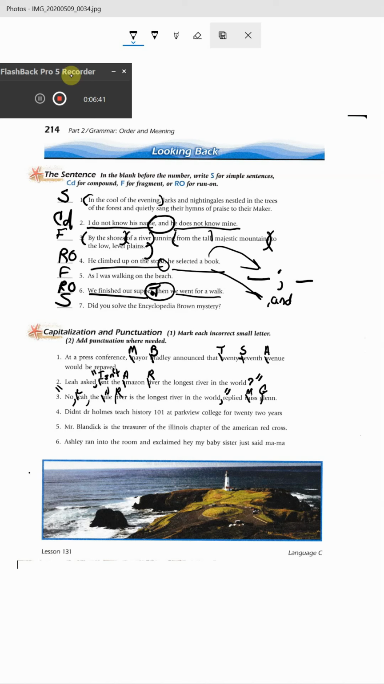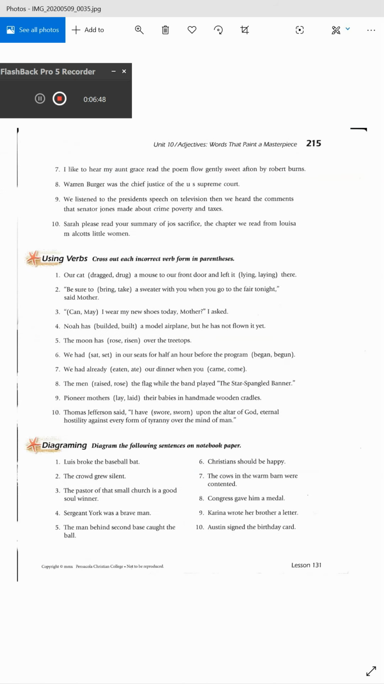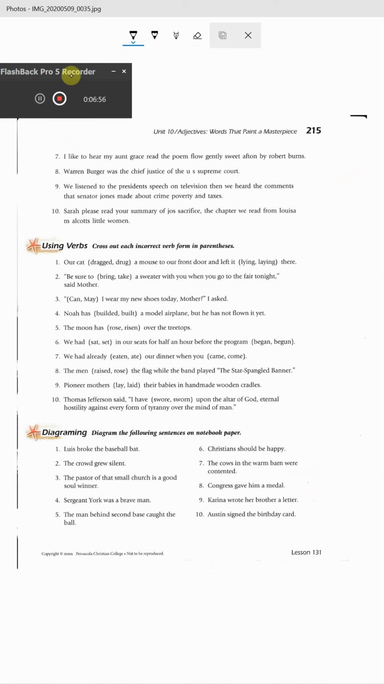All right, now you're going to do 4, 5, and 6 on your own. All right, let's go to the other page. Oh, there's more. Yep. How about I do 9 and 10 with you? That way you won't have so much.